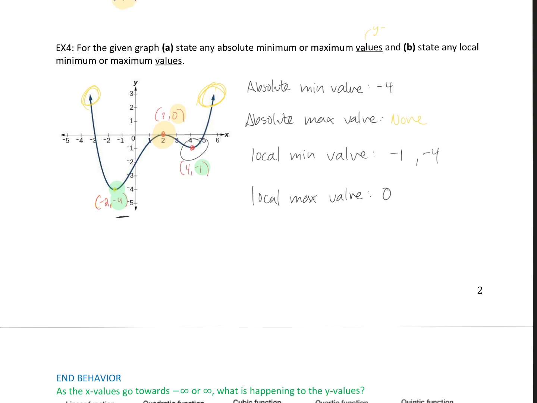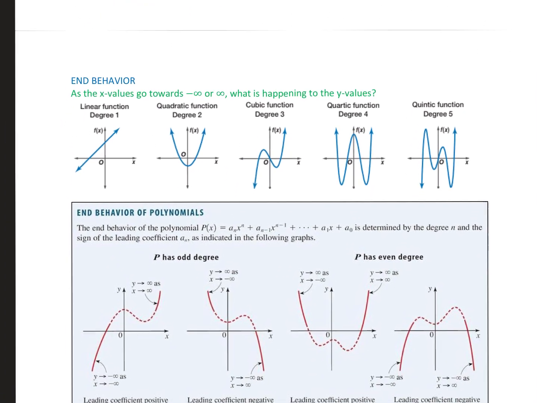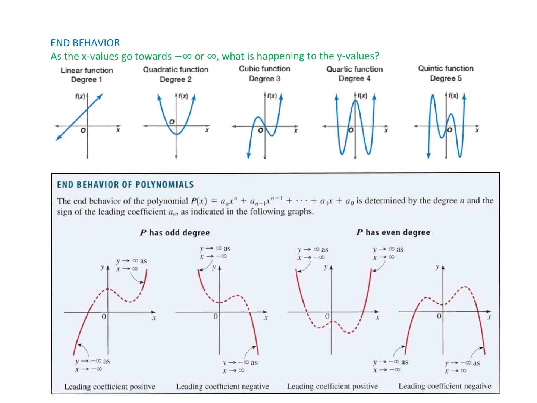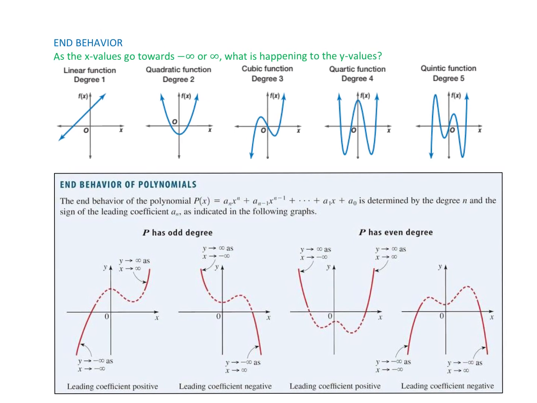All right, so moving on, let's take a look at some end behavior. As our x values go to -infinity or +infinity, we want to know what's happening to the y values. For linear functions, our y values go up or down for degree 1. For quadratics, degree 2, notice they both head upwards. For degree 3, one heads down, the other heads up. Degree 4, they both again head upwards. And degree 5, one down, one up.